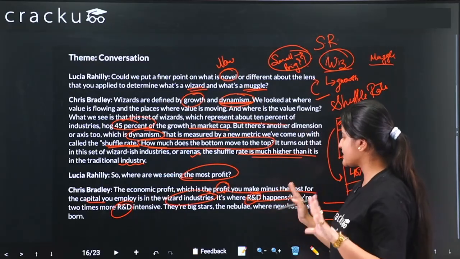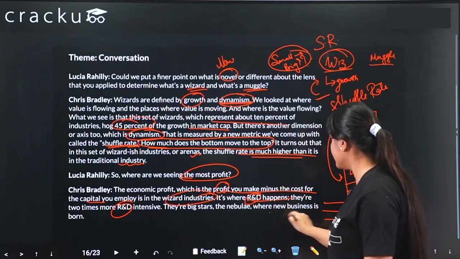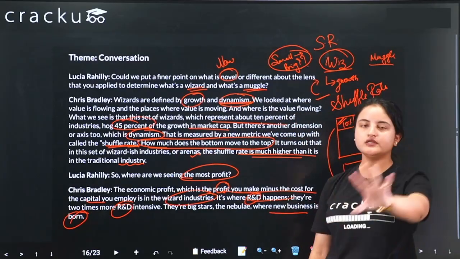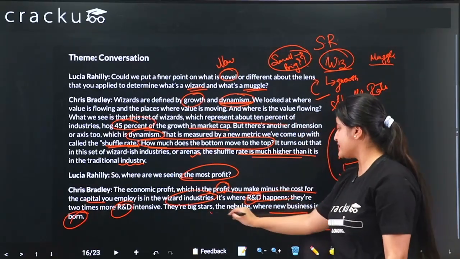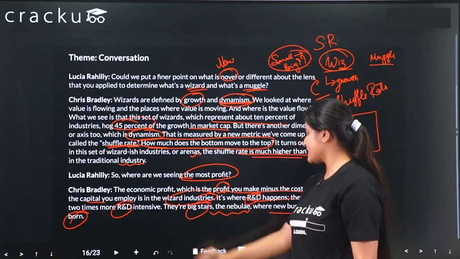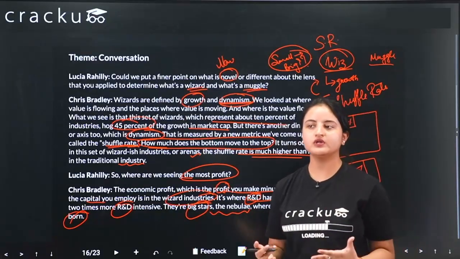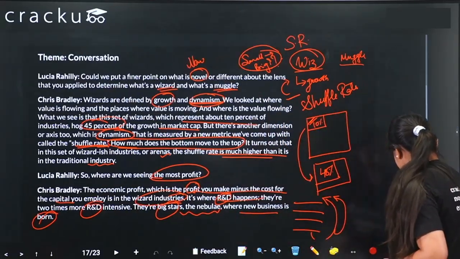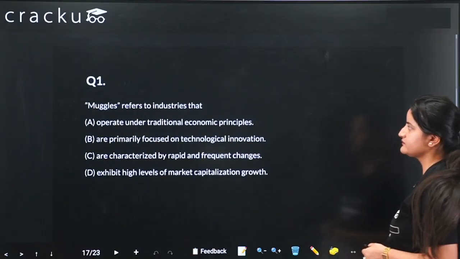They are big stars, the nebulae where new businesses are born. So these wizard industries are the new stars, the nebulae, big stars. And here a lot of new companies are being born. Let's delve into the questions now.